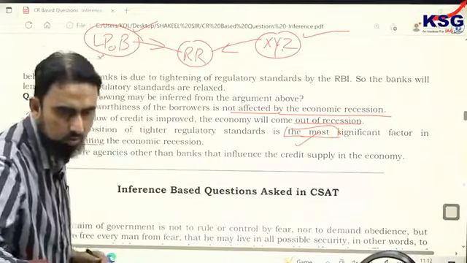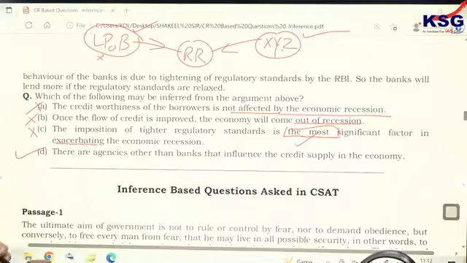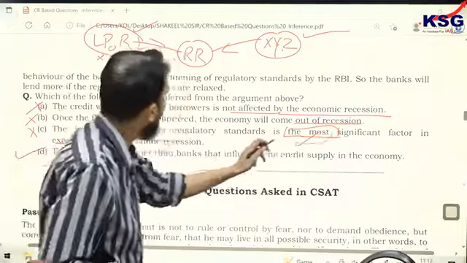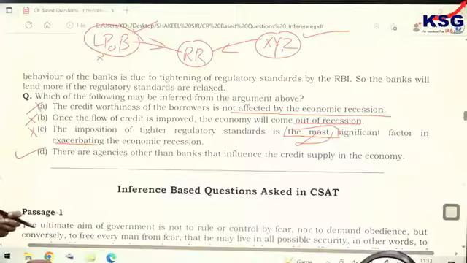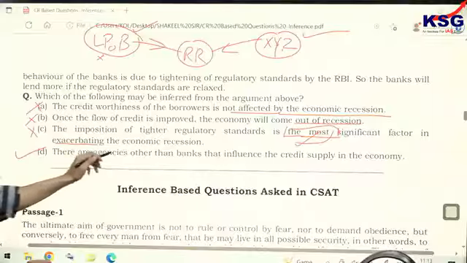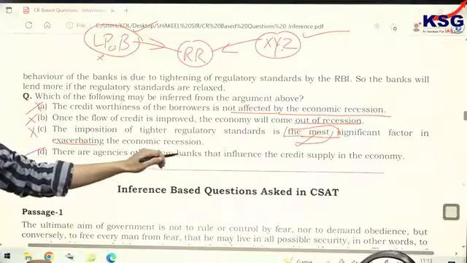Now all the students who have chosen option C did not notice the superlative degree and the words "also caused by", which mean other causes exist as well. So we don't know that it is on the top of the list. There are agencies other than banks that influence the credit supply in the economy.